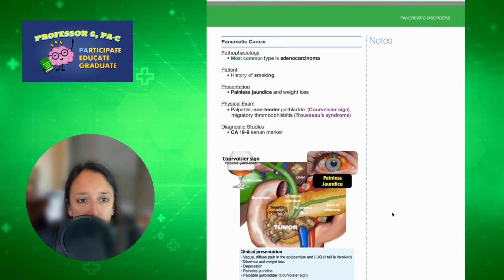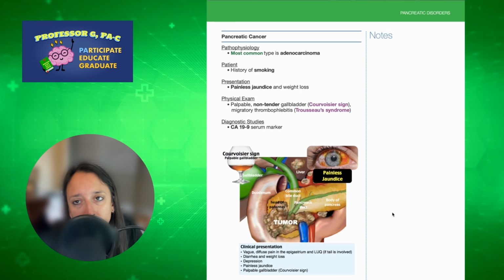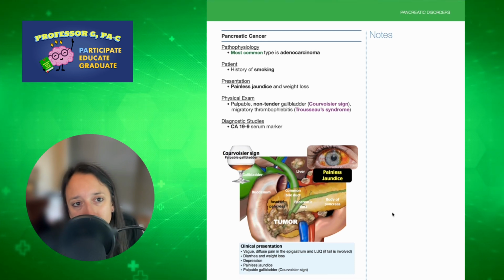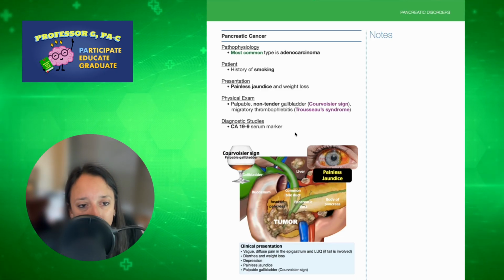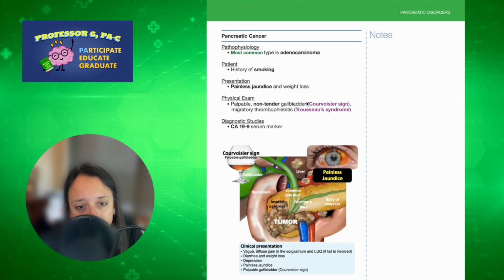Pancreatic cancer. So this one I think is pretty pathognomonic on exam questions. It is most commonly adenocarcinoma. Patients typically have a history of smoking, which is one of the most important risk factors that we see. They'll have painless jaundice and weight loss with a possible palpable non-tender gallbladder. I see that most often, and that's called Courvoisier sign.